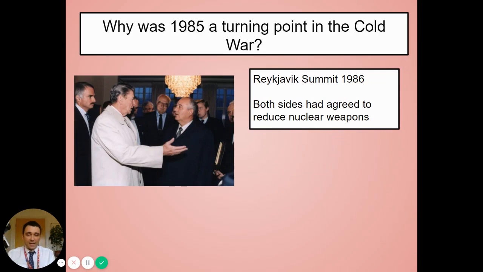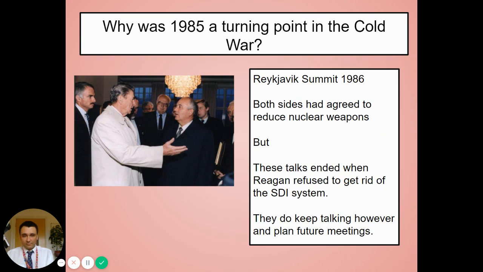In 1986, they meet up again, and both sides had agreed to reduce nuclear weapons. Both sides had agreed that they would get rid of weapons they had in their own country and other countries. But there was one problem. These talks ended because Reagan refused to get rid of the SDI system. That's what we looked at last lesson, that shield. And Gorbachev says, look, why have you got this if we're talking about removing nuclear weapons? You won't need that shield system. And Reagan says, you know I can't get rid of that.